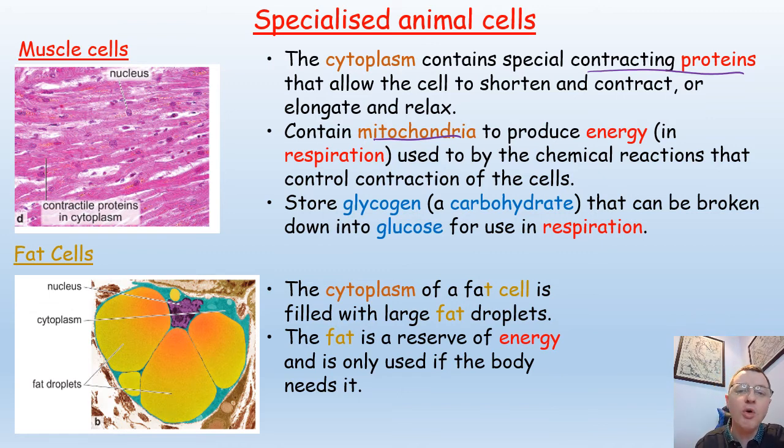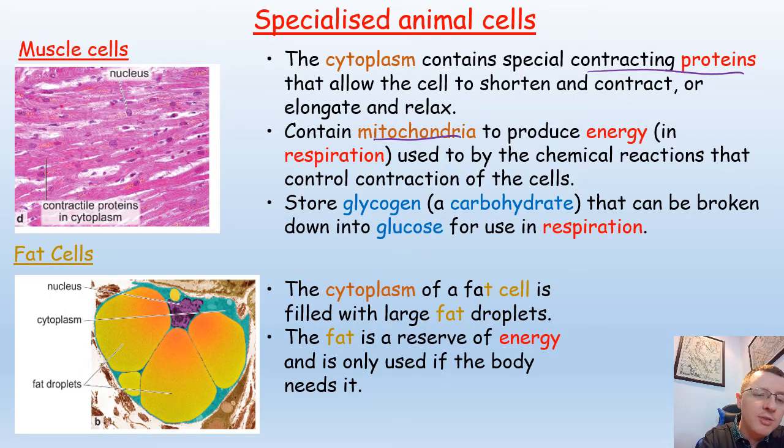The cell will also store a chemical known as glycogen. Glycogen is a similar chemical to starch, and it's a carbohydrate that can be quickly broken down into glucose, which can then be used in respiration to release the energy that can be used to make the cells shorten and contract.